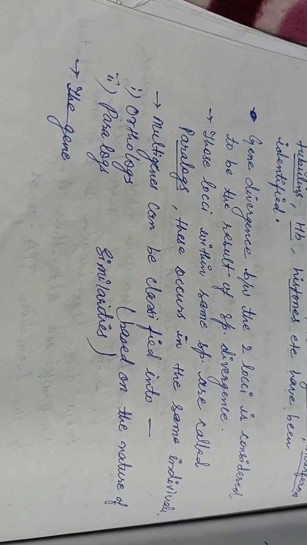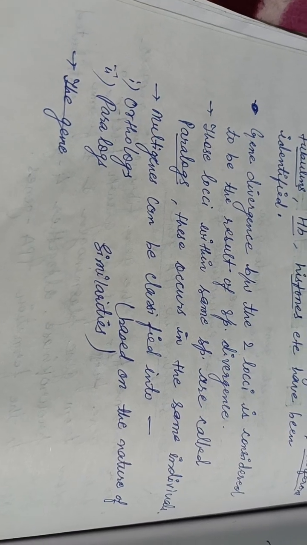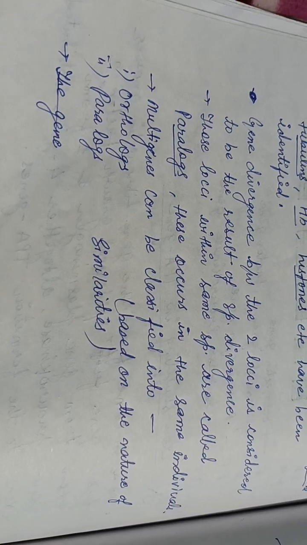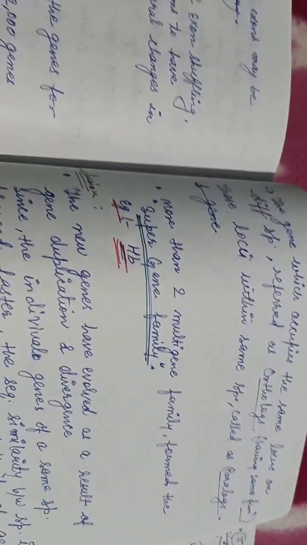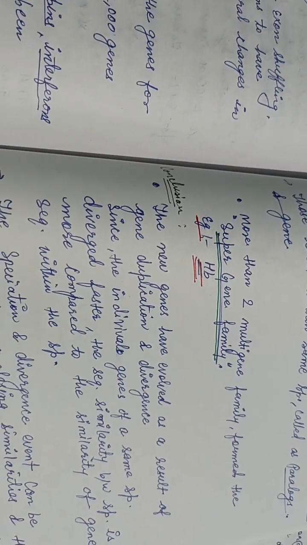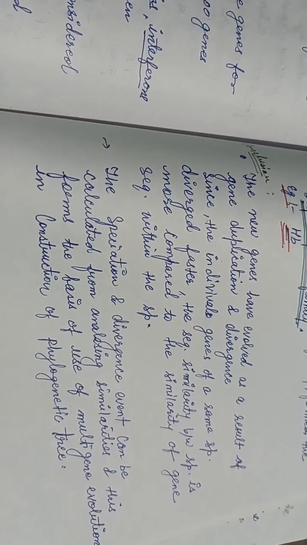We have already discussed orthologs and paralogs. Genes that diverged in different species but maintain the same function are known as orthologs, while paralogs are just the opposite of that. More than two multigene families form a supergene family, for example, hemoglobin.